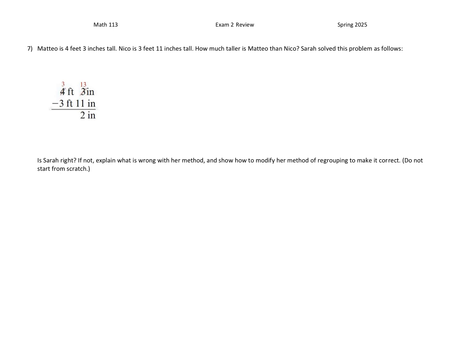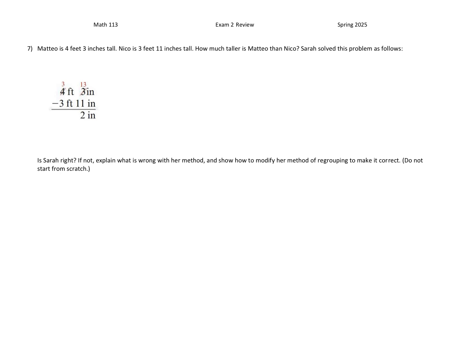So she wrote out 4 feet 3 inches minus 3 feet 11 inches and lined up feet and inches as though they're place values. And then she said, oh, I can't take 11 from 3, so I'm going to borrow from the 4 feet. So cross out the 4, put a 3, and now I have 13 inches. 13 minus 11 is 2. There's 3 minus 3 is 0.